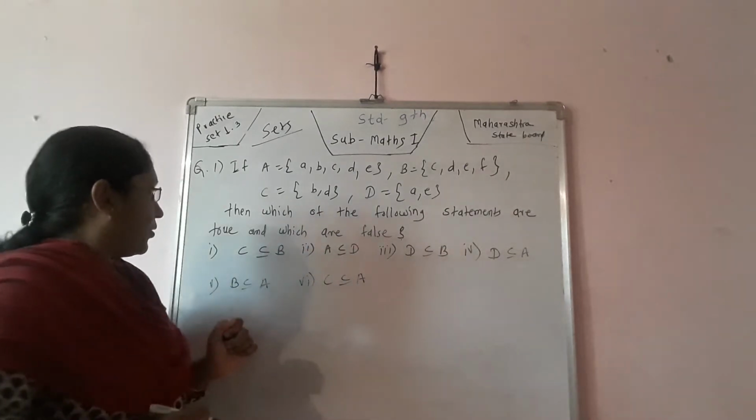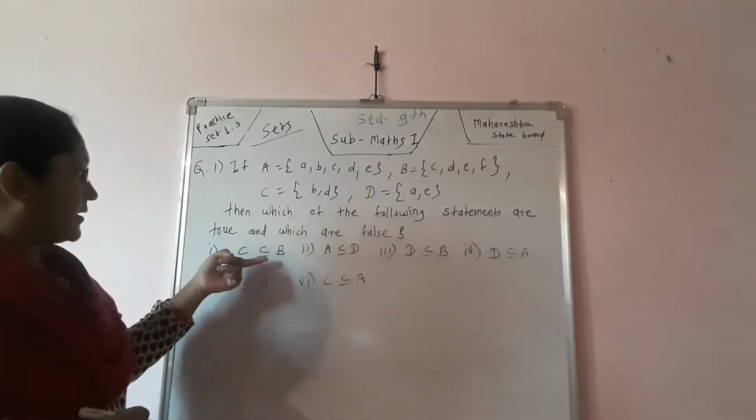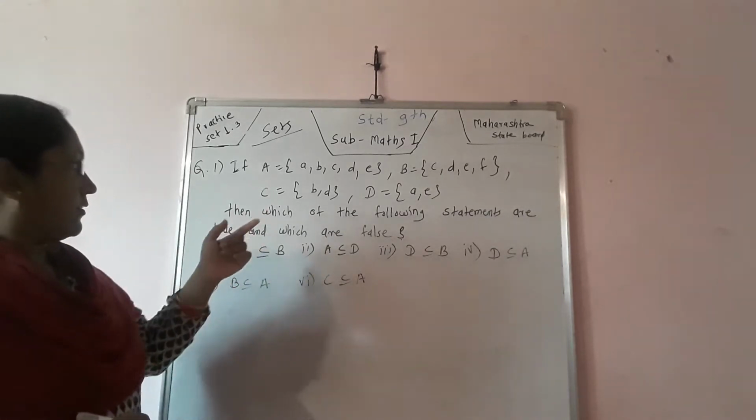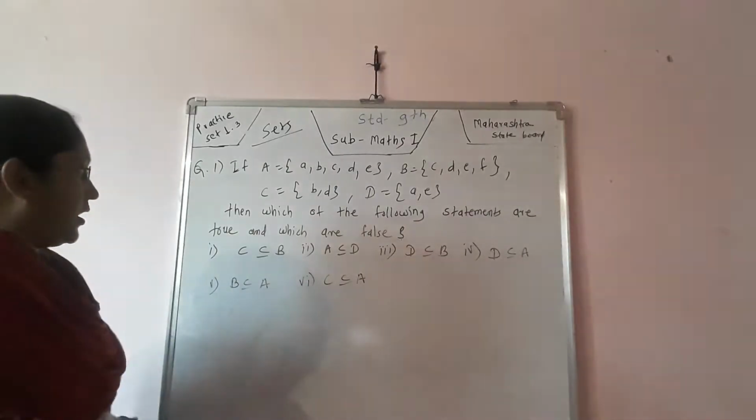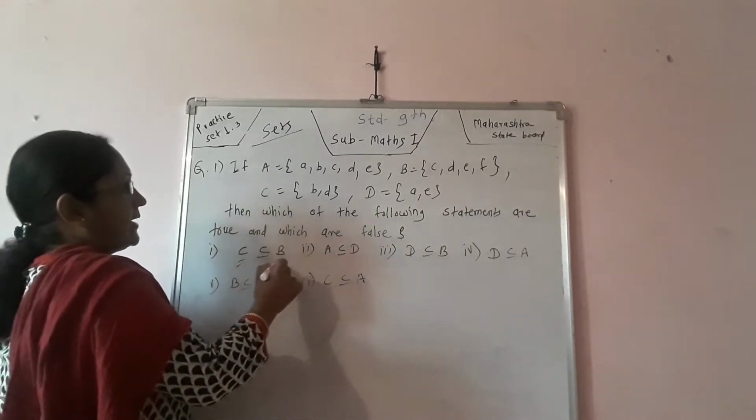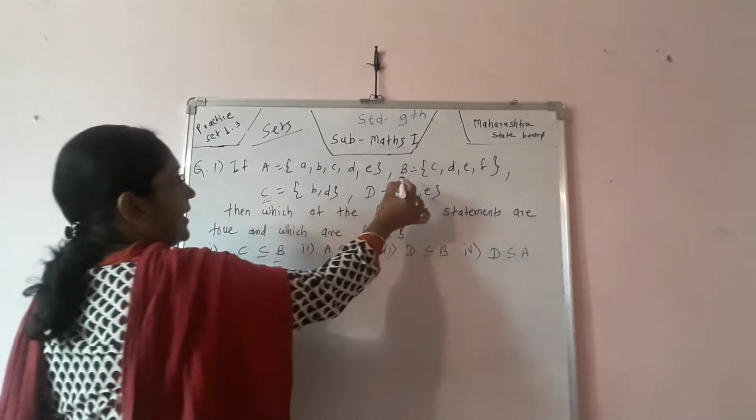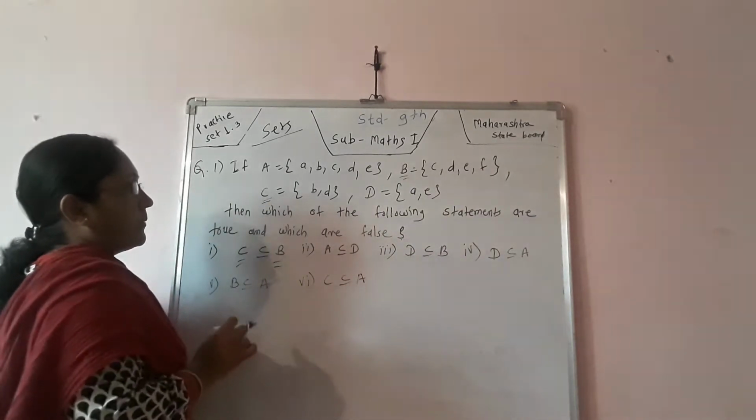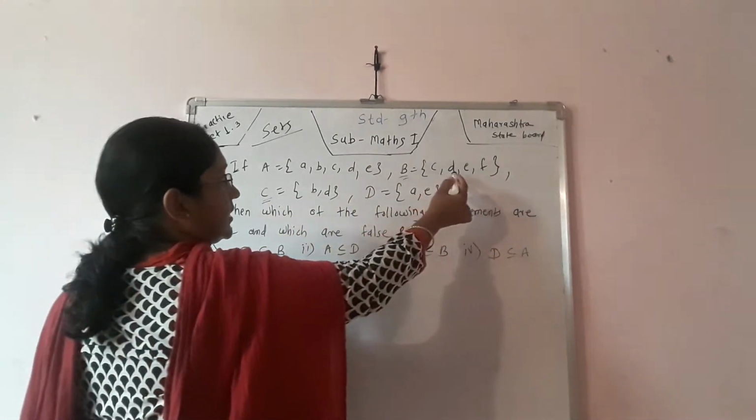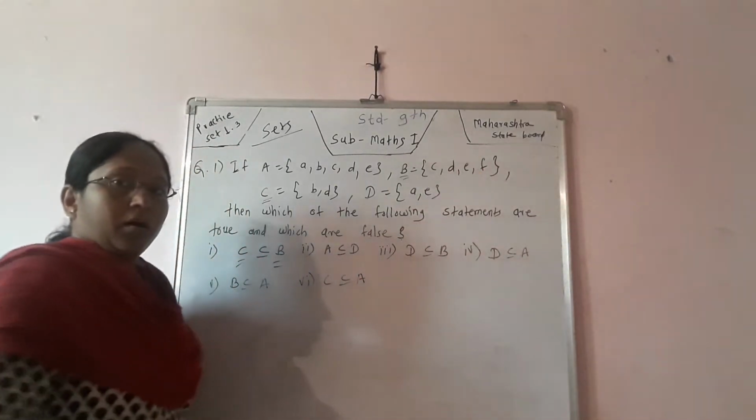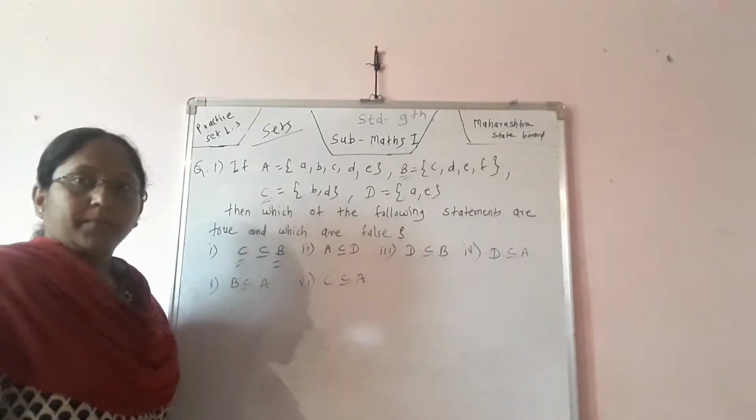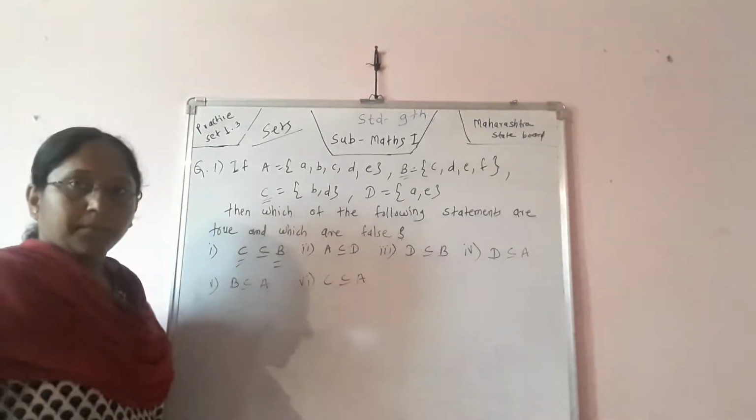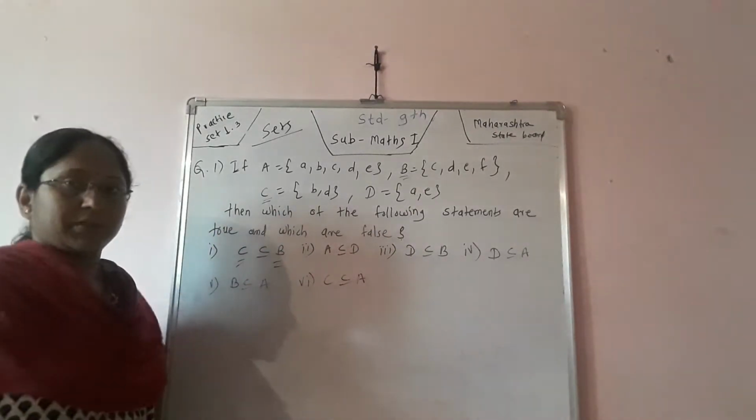First question is that C is a subset of B. State whether true or false. Now observe set C and set B. Set C contains B and D elements or members. Set B contains C, D, E, F. We know when we call subset, all the elements of set C are in set B, then it is a subset.